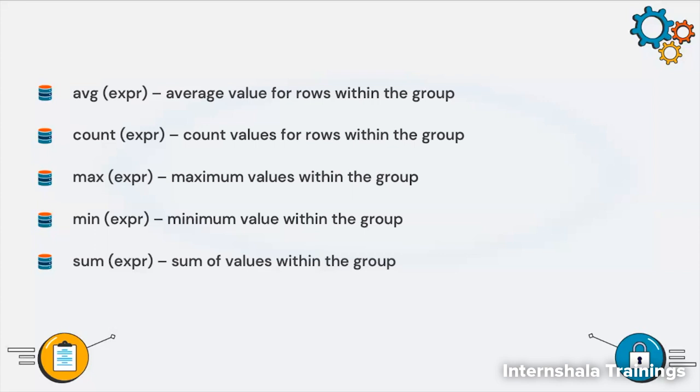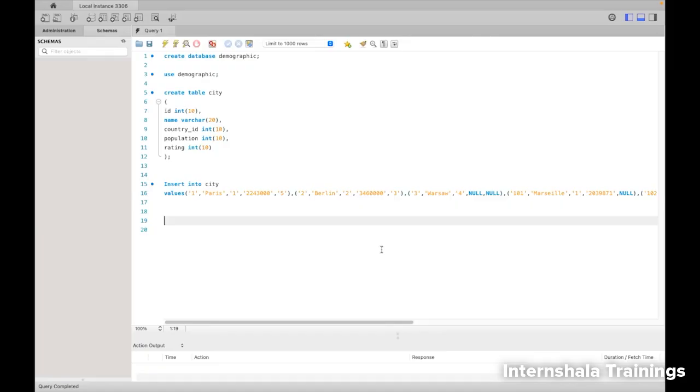To make it easy, let us find out in MySQL Workbench. In the previous videos, we have seen how to create a database, how to create tables and columns, and then insert values in that. So here we have a table named city, where we have the columns ID, name, country ID, population, and rating. And then we have inserted the values in the city table.